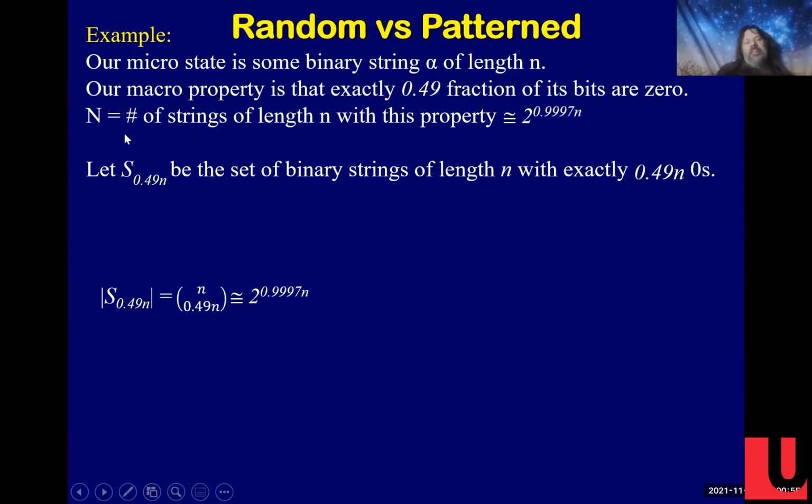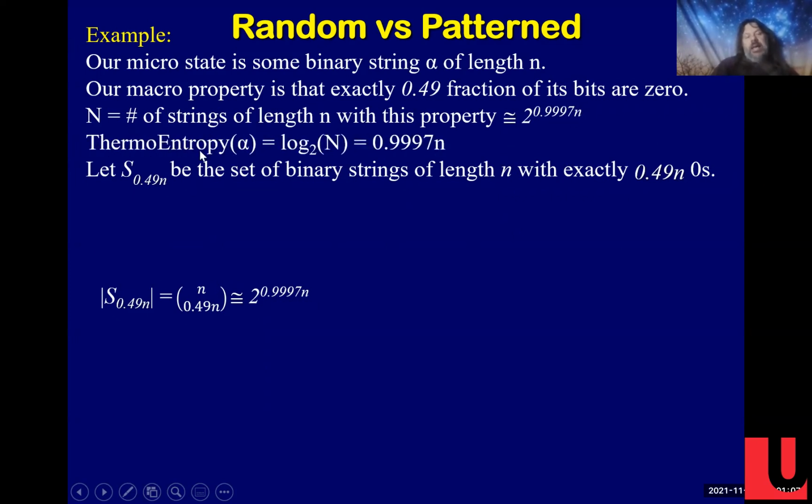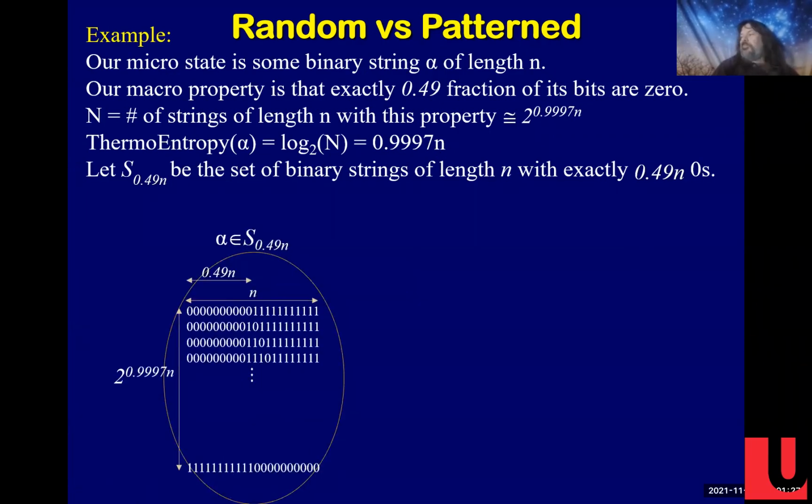Let S be the set of all strings that have exactly 0.49n zeros in them, and that's how many there are. The entropy is the log base 2 of this number, and the log base 2 is just that top bit. You'll see that the entropy is less than n. Are people good here? Are you following this?